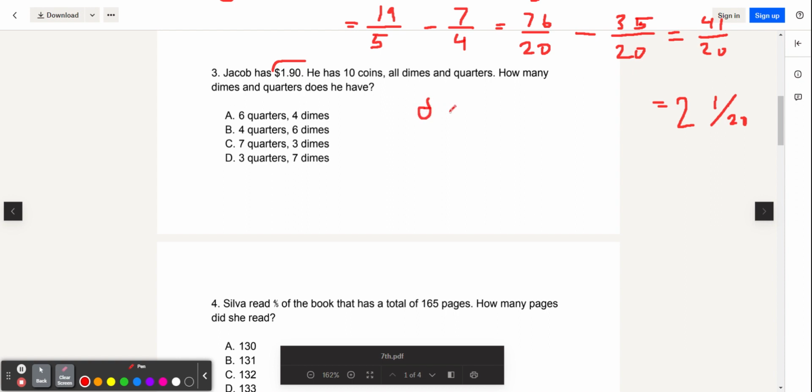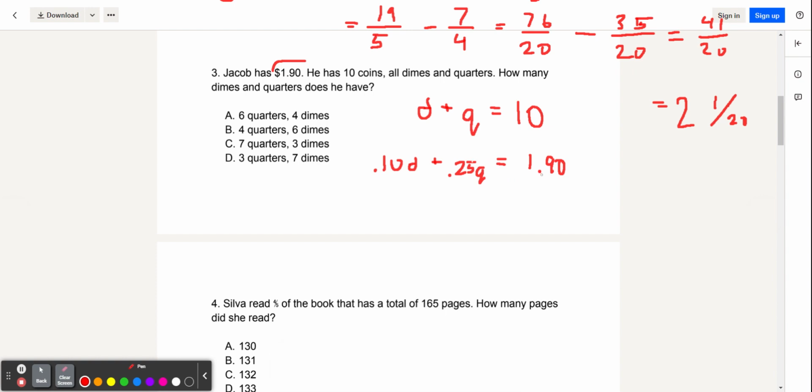If we let D equal the number of dimes and Q represent the number of quarters, we know that we have 10 coins in all, so however many dimes plus however many quarters is 10. And we also know we have $1.90. So we add up the values. A dime is worth 10 cents, or $0.1, and a quarter is worth 25 cents, or $0.25.